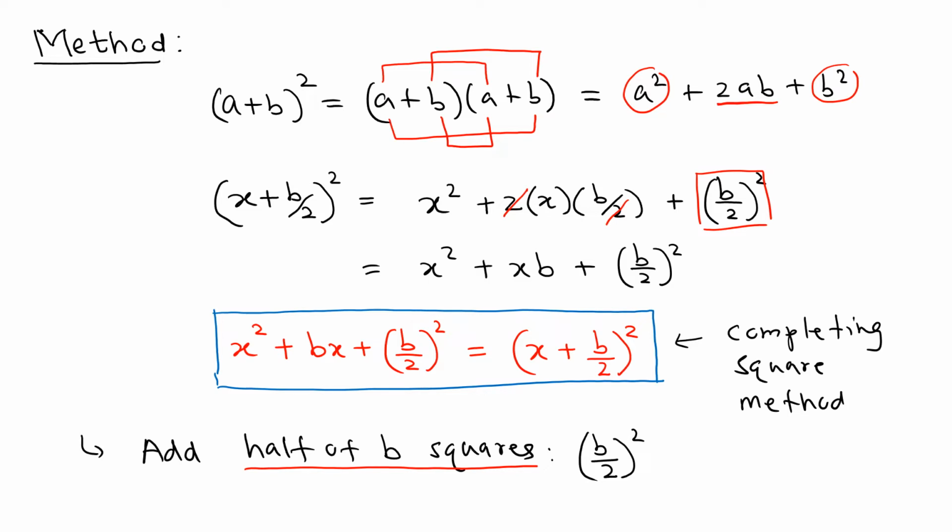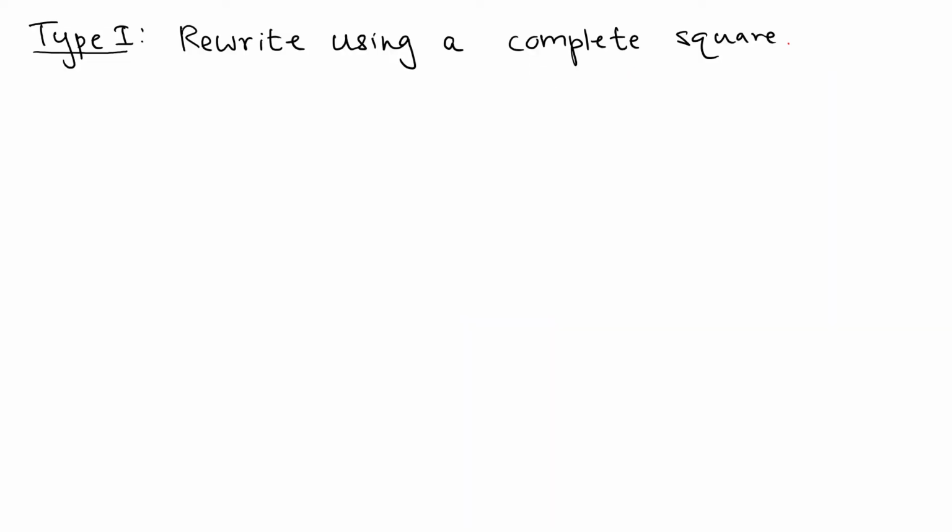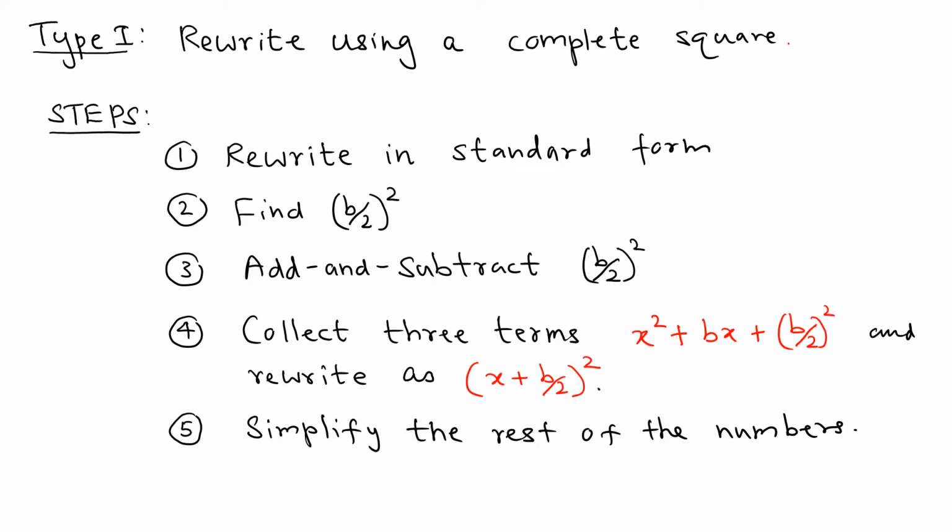Now let's look at the two cases, type 1 and type 2. Let's look at the first one. In type 1, we're going to rewrite using a complete square. This has 5 steps. Step 1, rewrite in standard form. You have to be careful because sometimes it's not in the standard form, so you have to write it in the standard form.